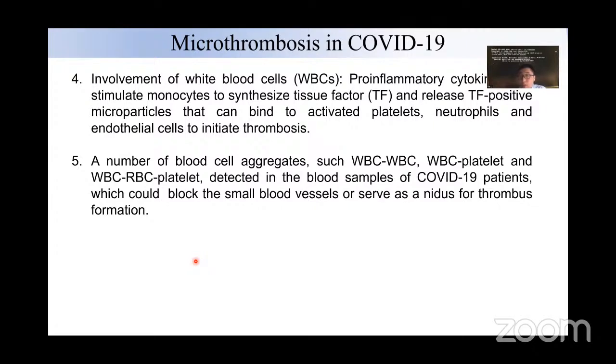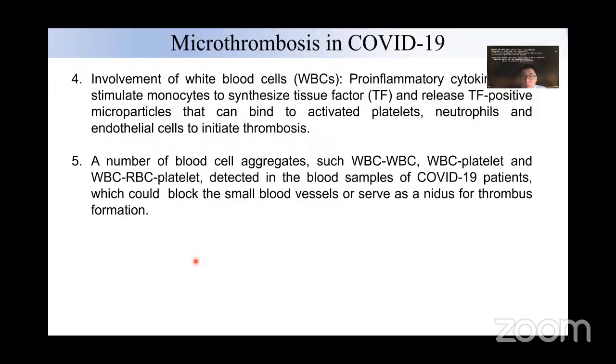This is because the pro-inflammatory cytokine, the urea, can stimulate the monocyte to synthesize the tissue factor, which is a key activator of the coagulation. And also they can release those tissue factor positive macroparticles into the circulation. Those macroparticles can actually bind to the activated platelets, neutrophils, and endothelial cells to initiate the thrombosis.